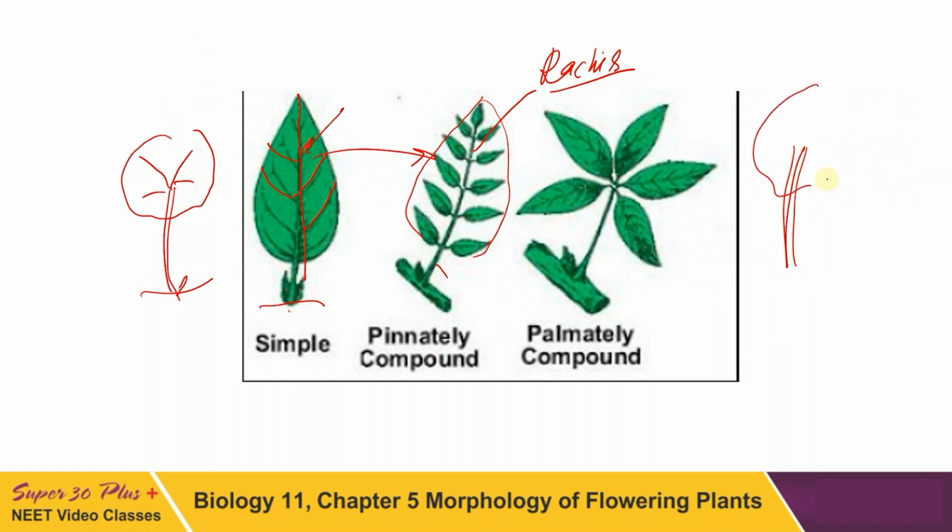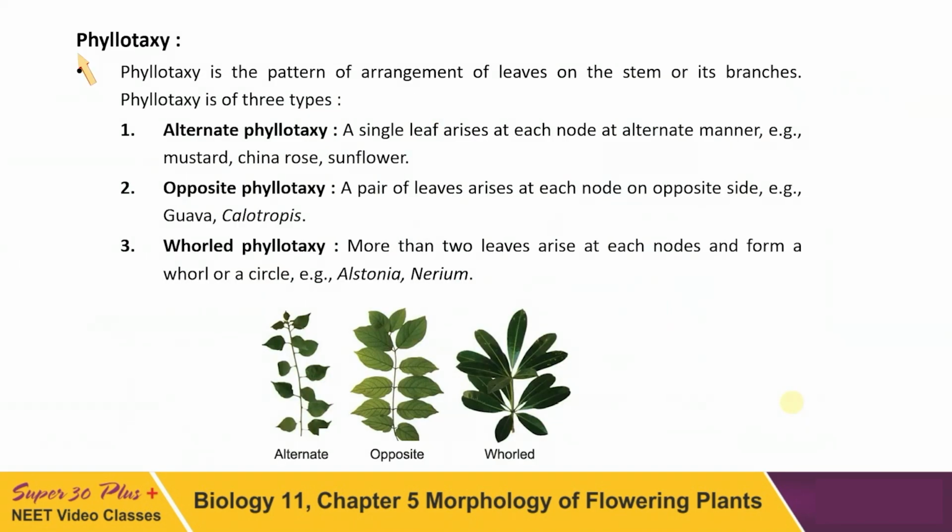This is a simple leaf. Here is the leaf lamina. Here is the axillary bud. Now the incisions will be there, and the incisions have reached the tip of the petiole, and it has become a permanently compound leaf. Is it clear? Okay, good, very good. Come to the next now.